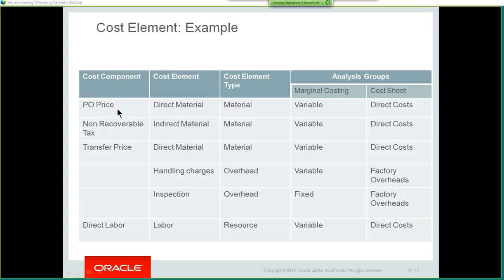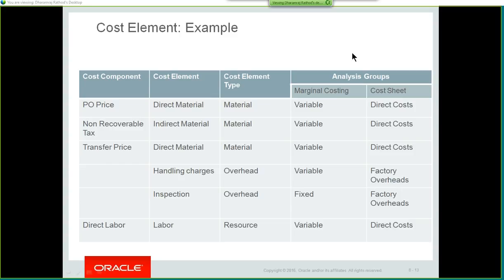You could have a cost component. It could be PO price or item price. You can map this cost component to a cost element called direct material, which is mapped to a material kind of cost element. And then this cost element you can associate to an analysis group, and there could be multiple analysis groups, and within the analysis group you have analysis codes. And whenever you try to look at the cost, you go to review item cost, and you have flexibility to review it. You can slice and dice the cost data by element, by analysis group, by cost component, and so on.